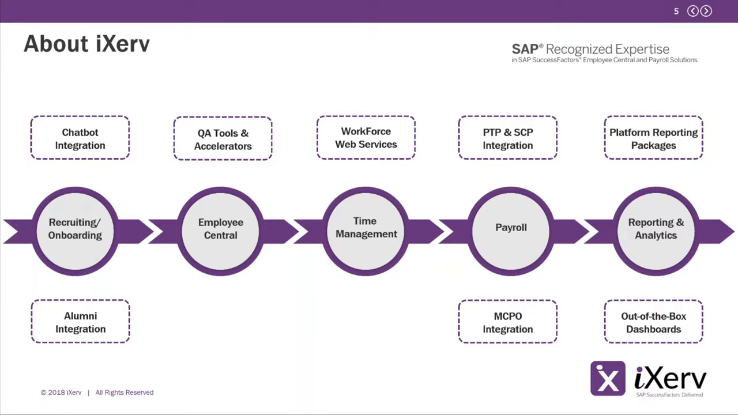For us, the core HR process starts with recruiting and onboarding, to Employee Central, to time management, either through EC or to Workforce Solutions. And then ECP payroll for me mostly, although we do some integration with on-premise as well. And then of course, last is the reporting and analytics piece.